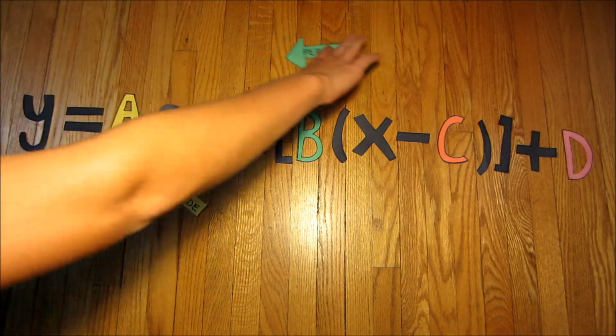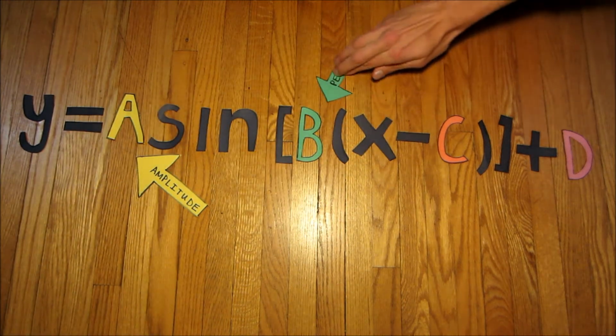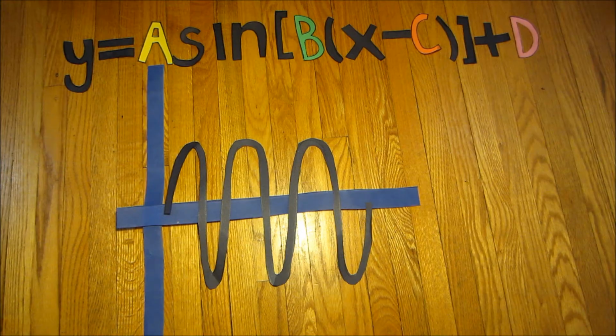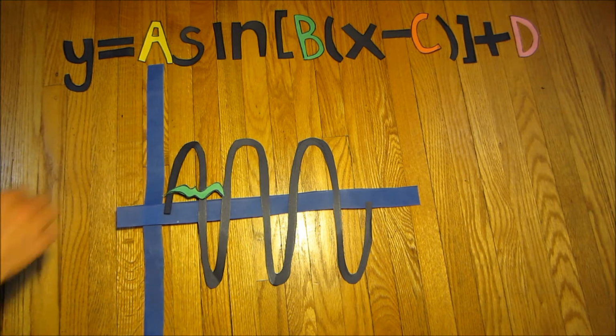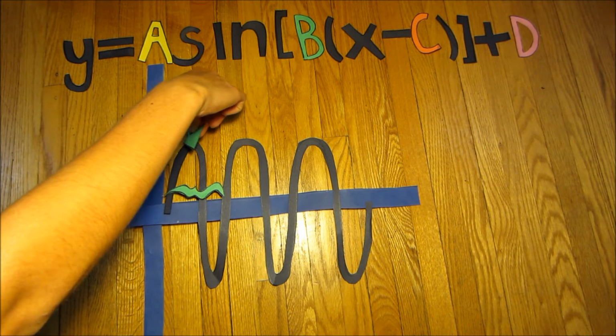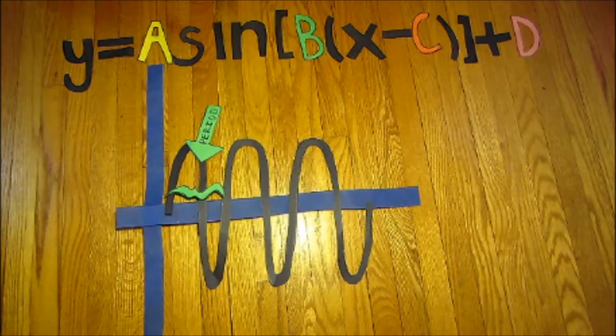B is the period, which is the length along the x-axis of one complete wave of the graph. In terms of sound, period is the time to perform one complete cycle. The number of complete cycles that happen every second is the frequency, which in this case is measured in hertz. The frequency is used to determine the sound's pitch.